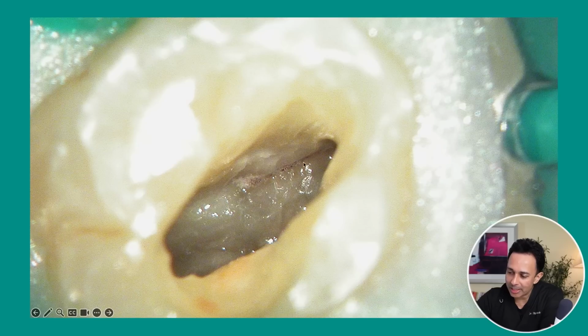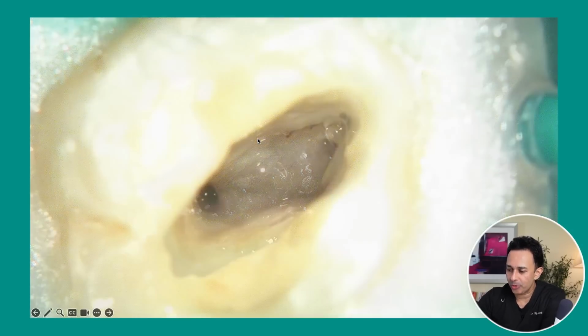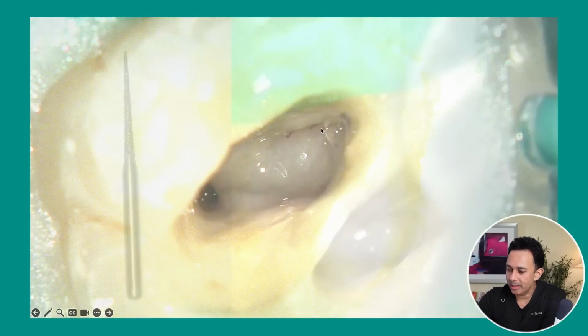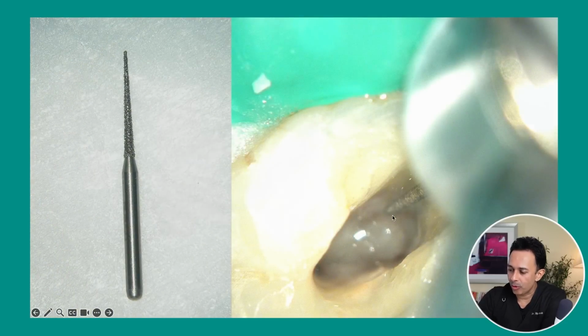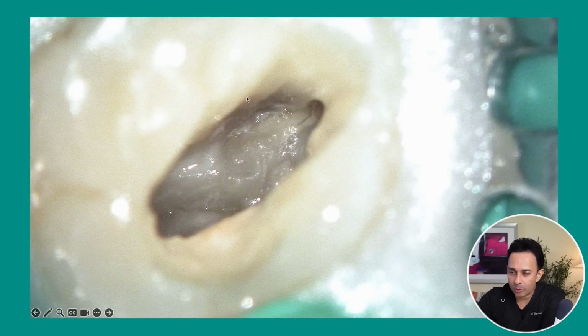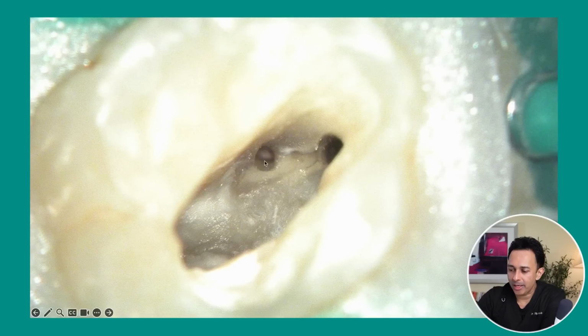So once you see something like this, you know that this wall needs to be moved mesially, which is what we do. We take a small needle burr, and then we move that wall mesially. And once you move this wall mesially, we uncover the MB2. So that's how we use the red line as a guide to look for the MB2, which is hidden under this mesial wall.